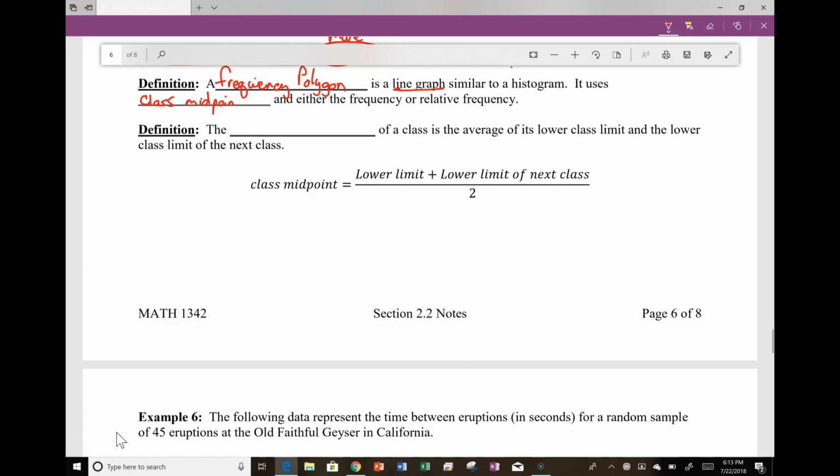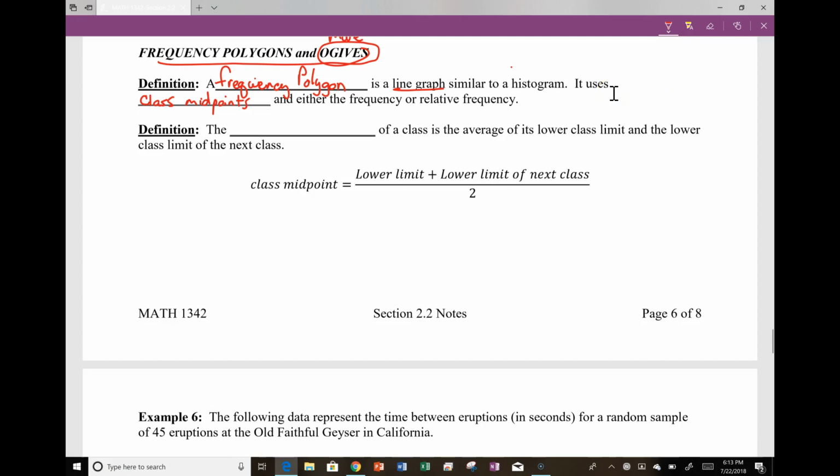Whenever we're talking about midpoints, we need to be able to actually calculate them. So the midpoint of a class is the average of its lower class limit and the lower class limit of the next class. So we take the lower class limit plus the lower class limit of the next class and we divide by 2. Remember whenever we were talking about class width and we added the class width down to get the lower limits first? Well, those lower limits that we found is what we're going to use right here for our class midpoints.